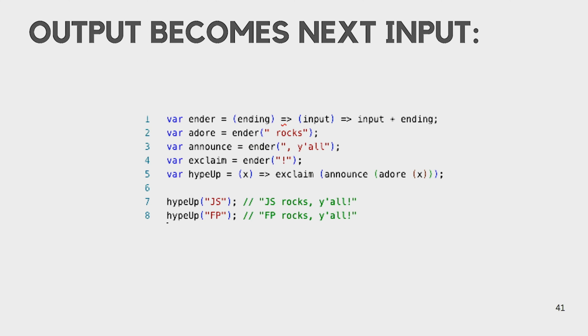This function takes any string, applies adore, then announcer, and finally exclaimer. For example, calling hype on jazz results in jazz rock yal!. This method, where we chain these enhancements, is known as function composition. It's like building with Lego blocks, stacking small functions to create something more significant.